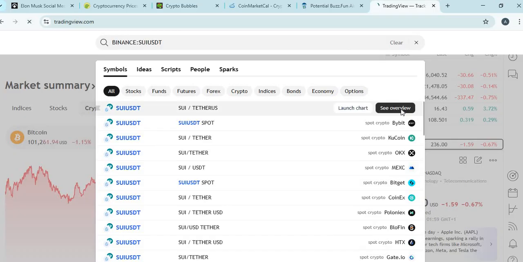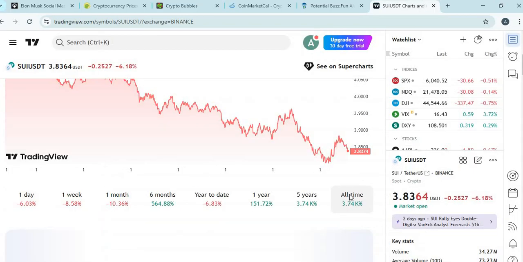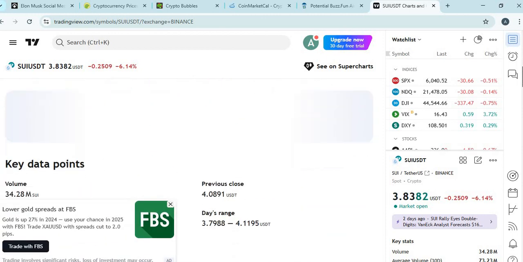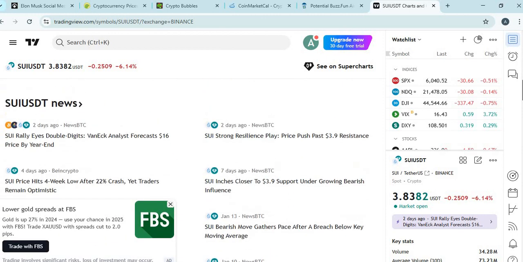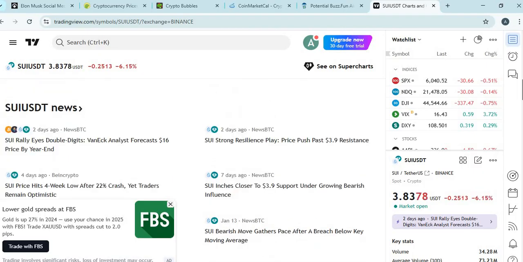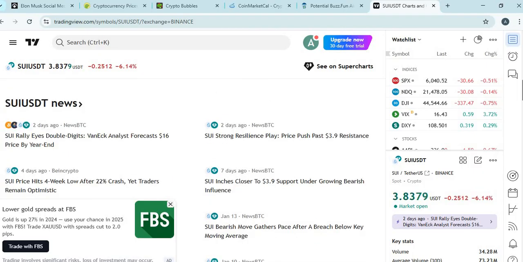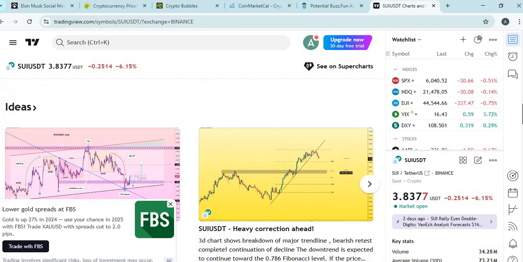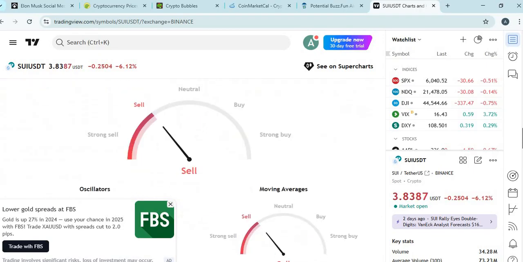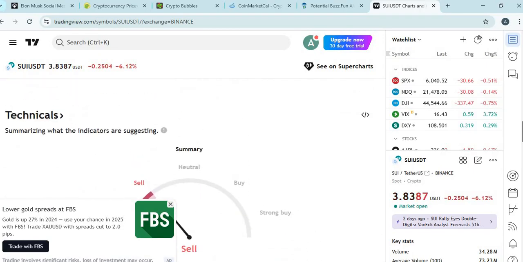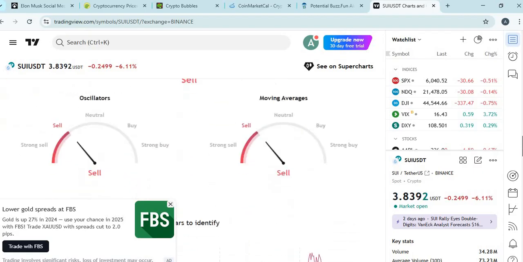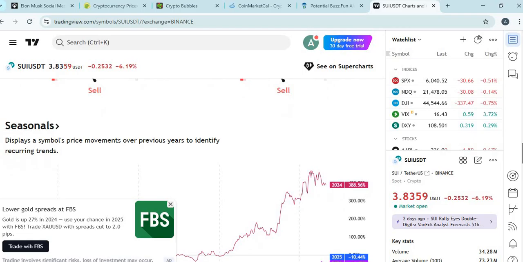So let's not go to the chart yet. Let's see the overview. If you want to see the all-time chart, this is the all-time chart. You can see, we can visit, we can go, a lot of things. These are the news that has to do with SUI. There was one 2 days ago, SUI rally high, double digits, and so on. You can see all of that. These are ideas from technical analysts. You can check them. You can even see prediction. So it's being predicted as a sell, but I don't depend on these. I do my own research.